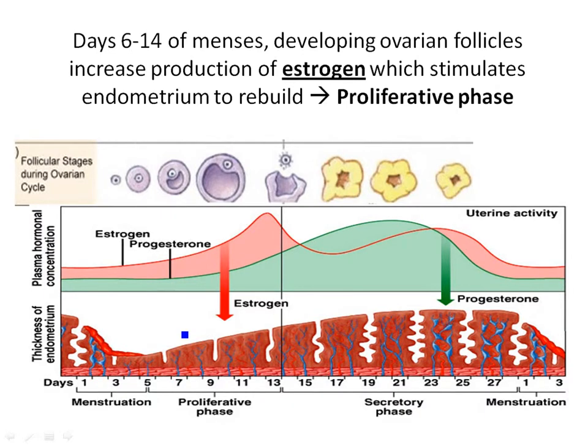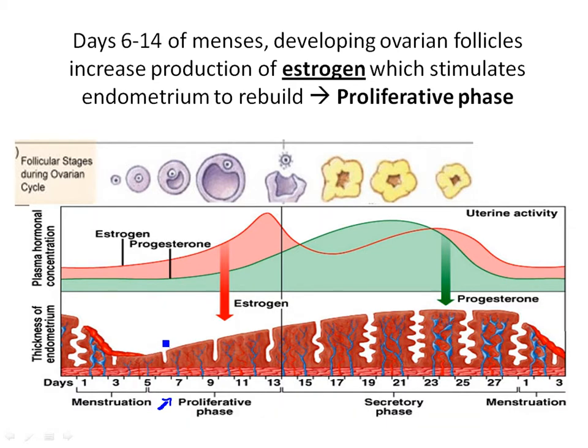Now, the next phase is the proliferative phase. This is roughly day 6 through 14 of the menstrual cycle. We're going to give it the name proliferative because the word proliferate means to increase in number. And that's what we're doing. We're rebuilding this functional layer that we lost.